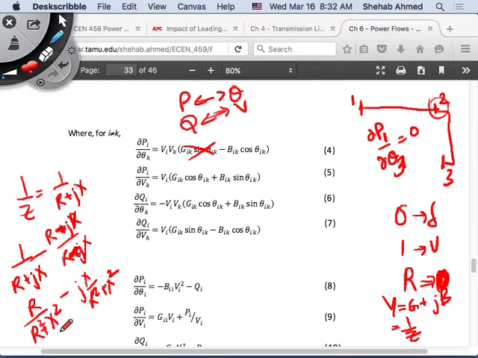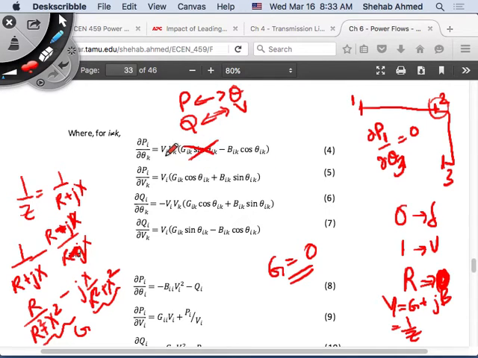So this is now G, and this is my B. B is minus X over R squared plus X squared. Which means if R is 0, it means that G is also 0. This is the conductance term. So G is also 0. So if R is 0, then G is 0, angle is 0, and V's are 1. So angle is 0, this went away.